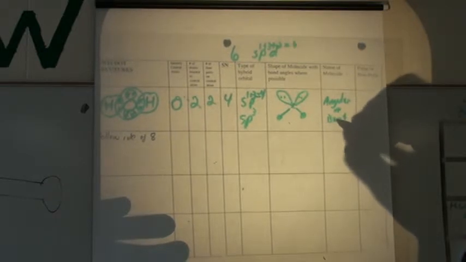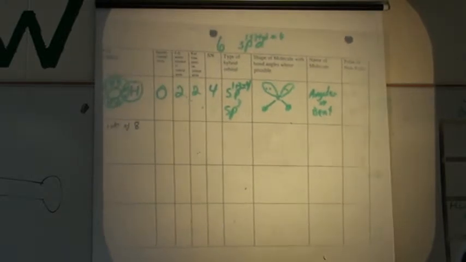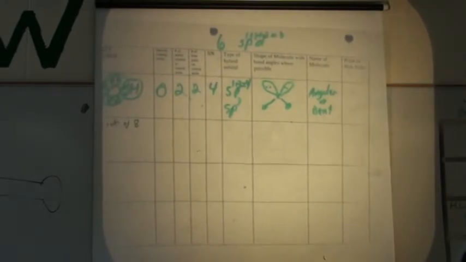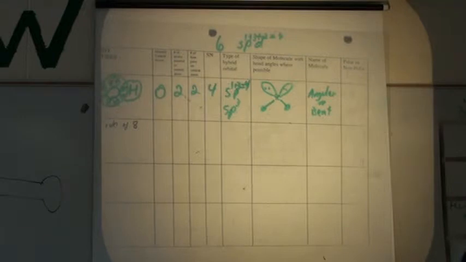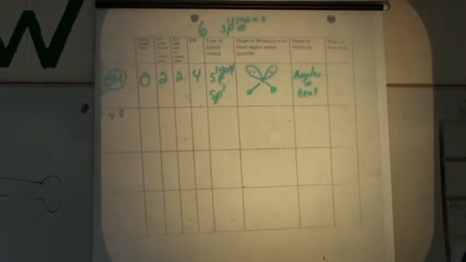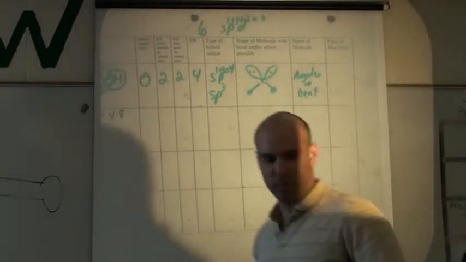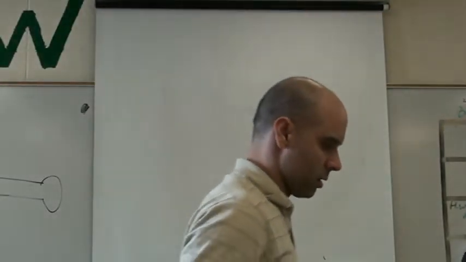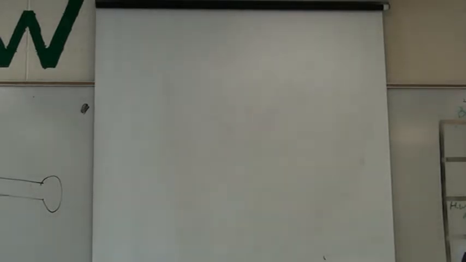Sometimes they'll be called bent. So angular and bent mean the same thing. Now, how do you know if it's polar or nonpolar? You really do have to build the molecule and then look for symmetry. If we don't know how, then we don't know. You'll learn.